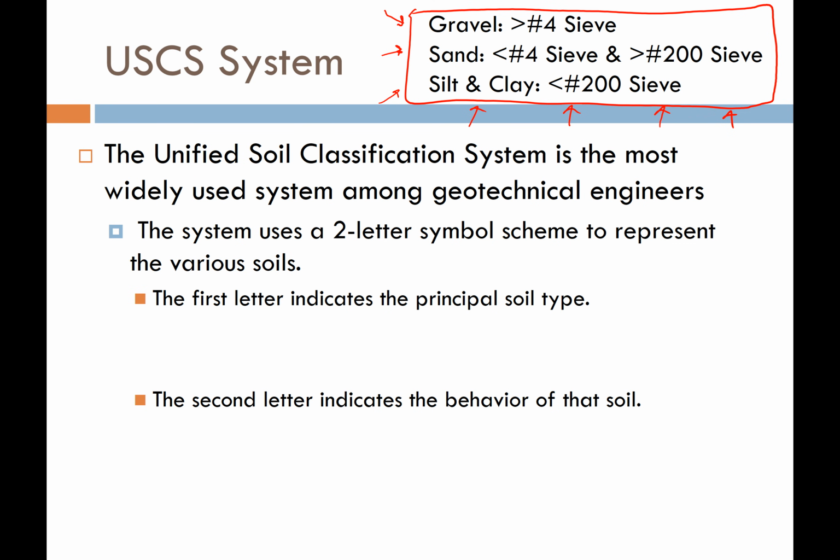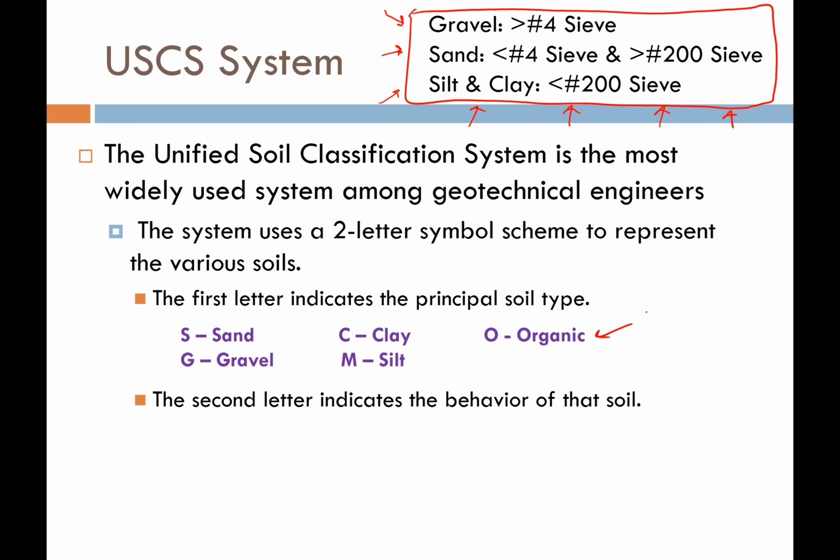The Unified Soil Classification System is arguably the most widely used soil classification system in practice today. The system uses a 2-letter symbol naming scheme to represent all of its various soils. So just 2 letters. Now the first letter is the dominant or the principal soil type. If your soil is predominantly sand, then the first letter would be S. If your soil is predominantly gravel, it would be G. If it's clay, it would be C. Silt would be M, and O would be organic.